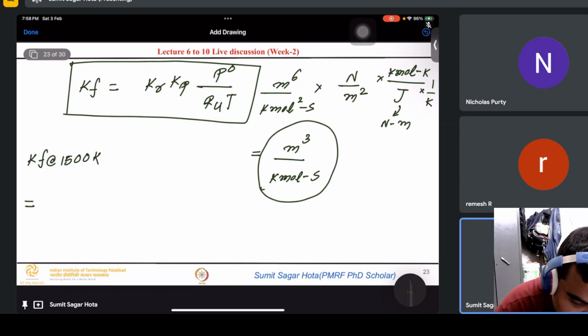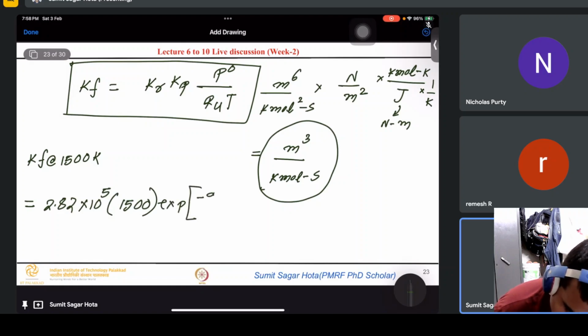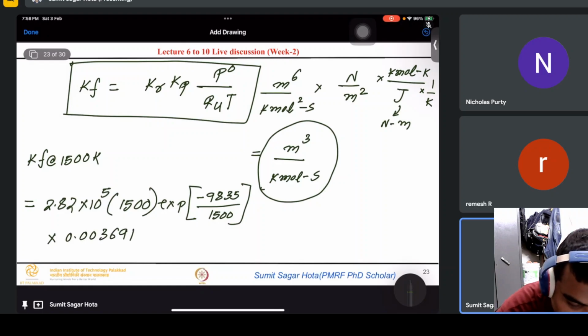Just substitute the values. Now we have the values, Kp. Done. Now what? 1 atmospheric.